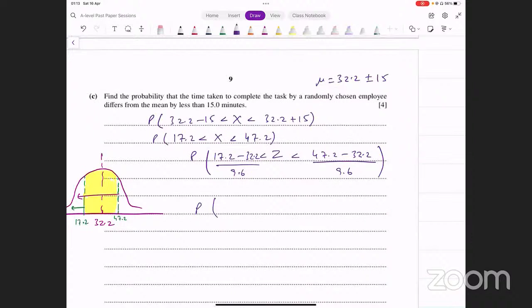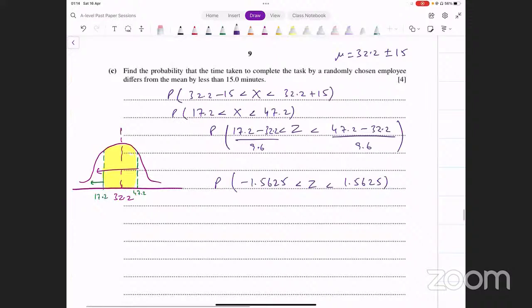17.2 minus 32.2 divided by 9.6. I'm getting minus 1.5625 here. The second value you'll get on the right side will also be the same, 1.5625. And now what you're looking for is the region between these two.